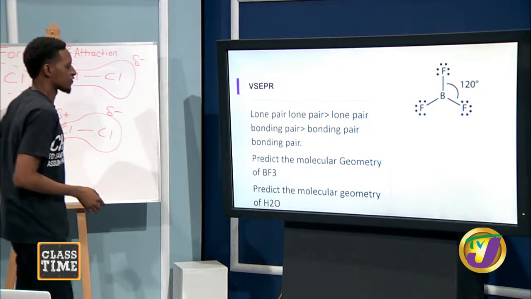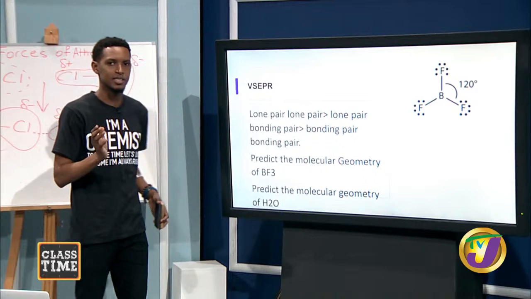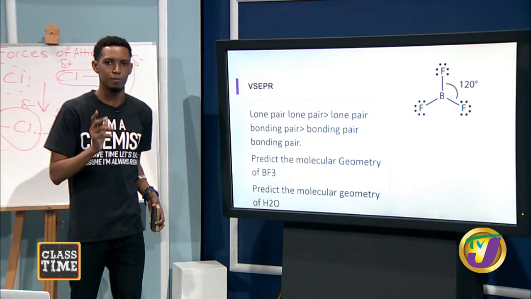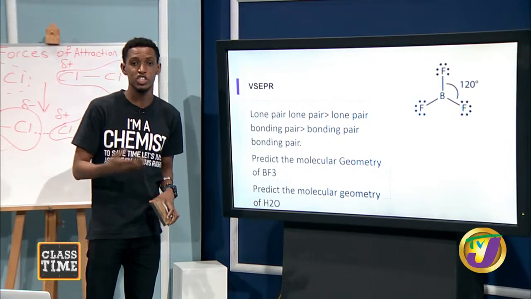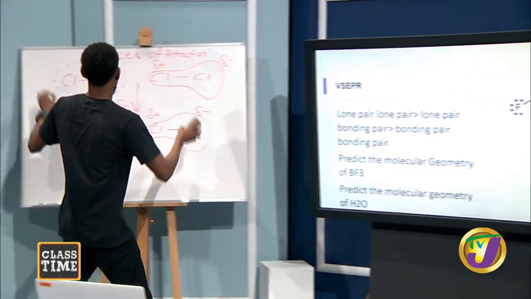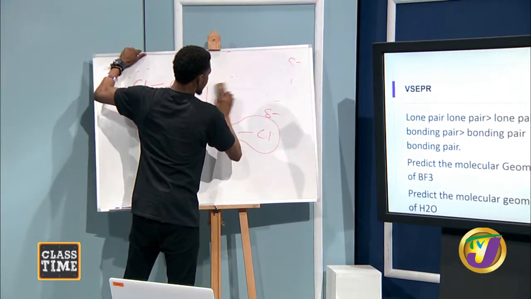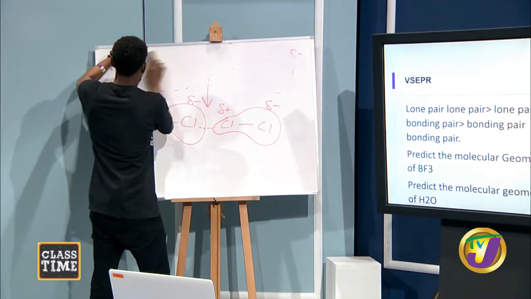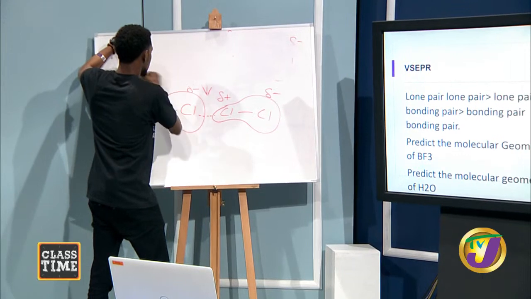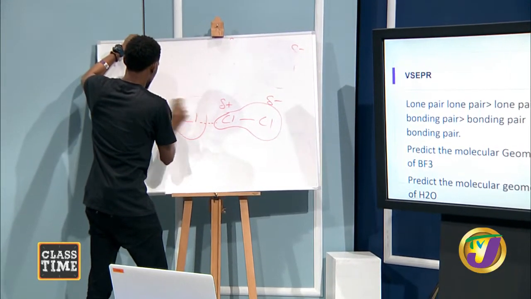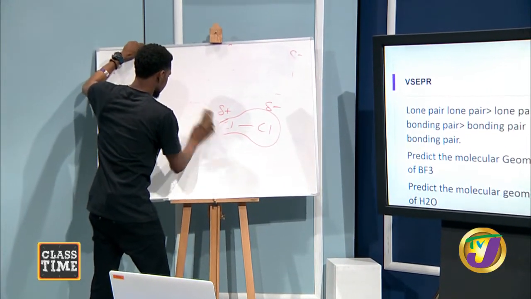So the first question says that we should predict the geometry of BF3. In other words, predict the shape of BF3. And we'll apply the concepts that we just used. So let me just erase this and then we'll start the question.